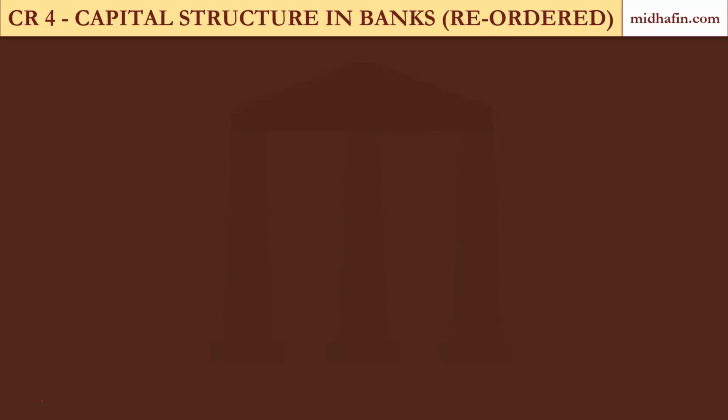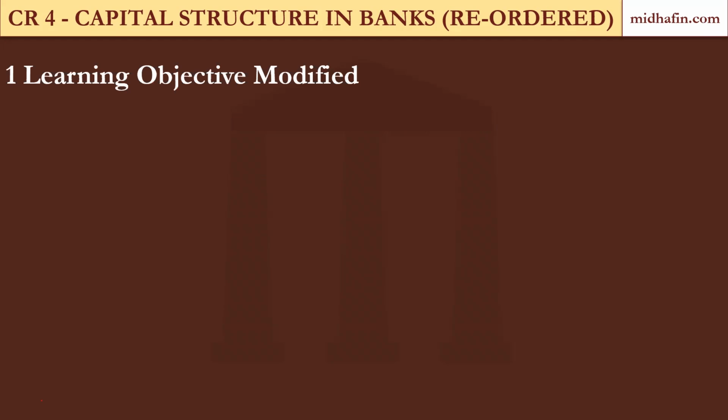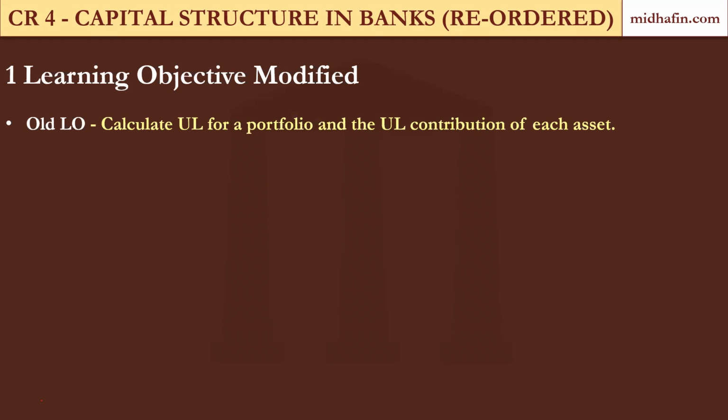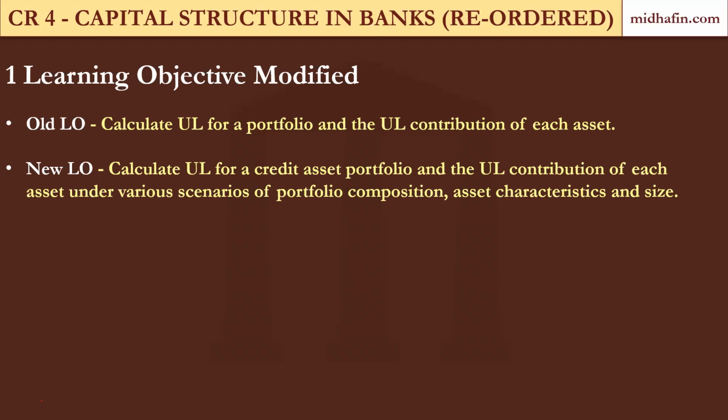Now let's move on to the next chapter, CR4. It has been reordered. Most of the learning objectives are the same. Only one learning objective has been modified. The old learning objective was the calculation of unexpected loss for a portfolio and the unexpected loss contribution of each asset. Now the same learning objective has been elaborated a little bit, and some specific portions have been highlighted over here, like portfolio composition, asset characteristics, and size.